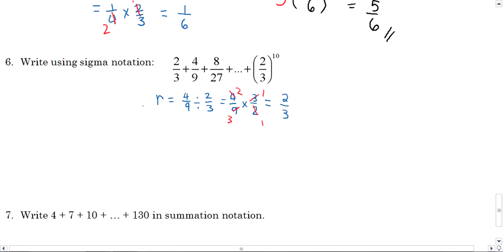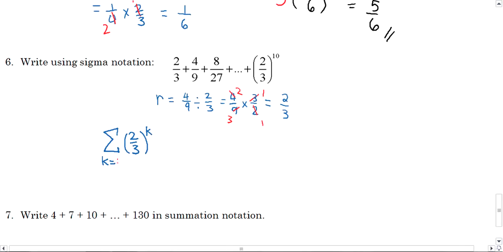Okay, so our sigma, and let's use k. K equals, now it's going to have something to do with 2 over 3, for sure. The first term is 2 over 3, so I have to have k in the exponent such that when I expand it, it equals 2 over 3. In order for 2 over 3 to the k to equal 2 over 3 as the first term, k must be equal to 1 as our lower index.